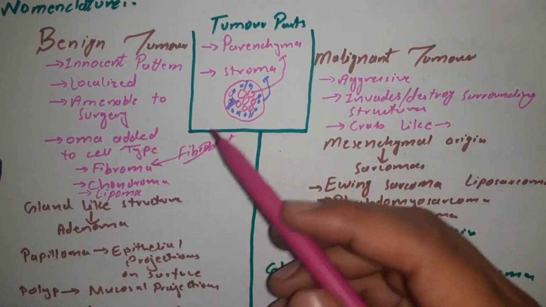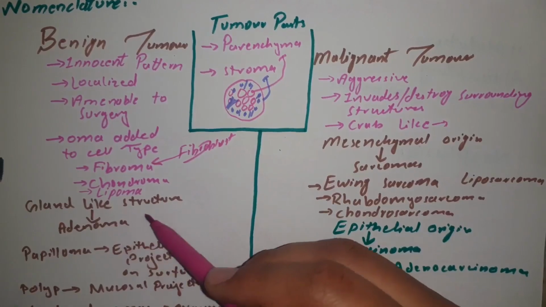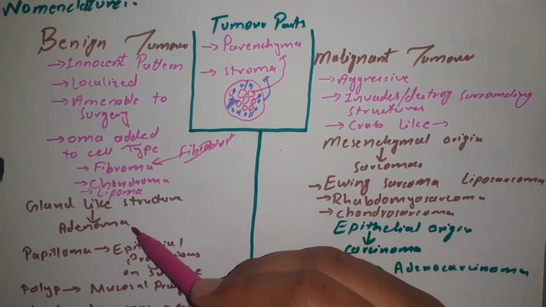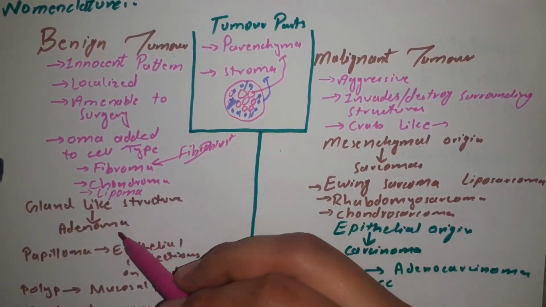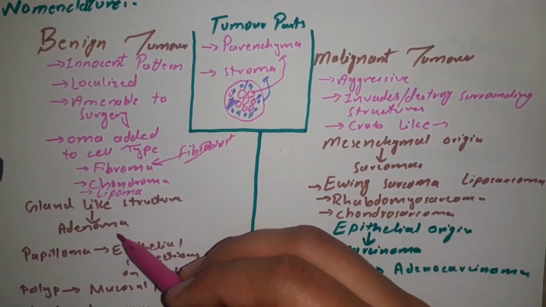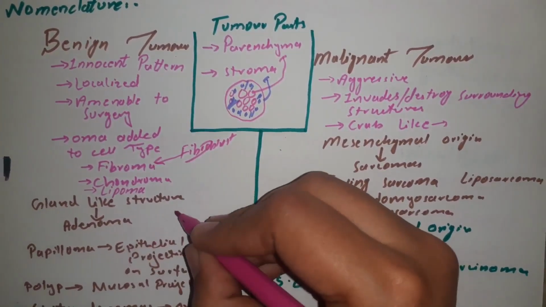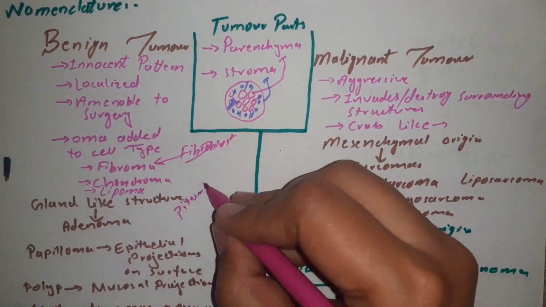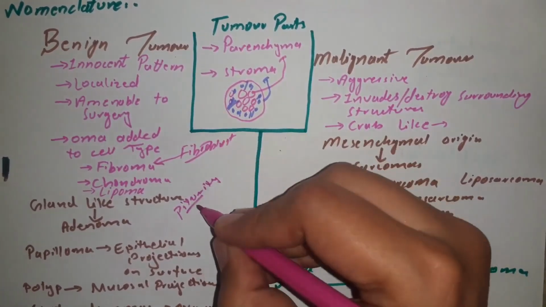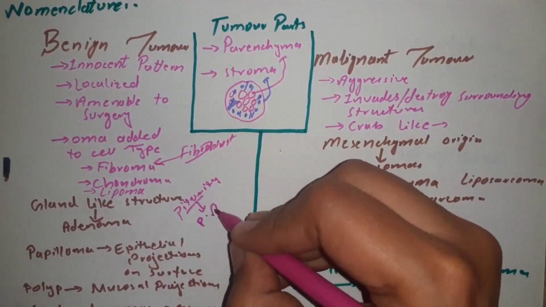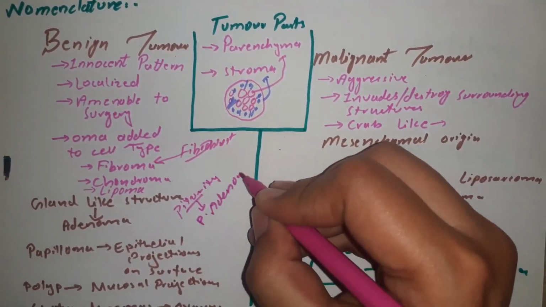And if a tumor makes gland-like structure or has a glandular origin, then the word adenoma is used. For example, if a benign tumor is arising from the pituitary gland, and pituitary we know is a glandular structure, then it will come about as pituitary adenoma due to its glandular structure.